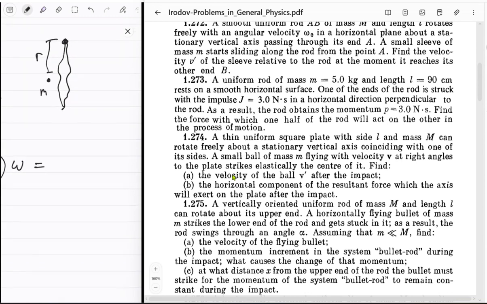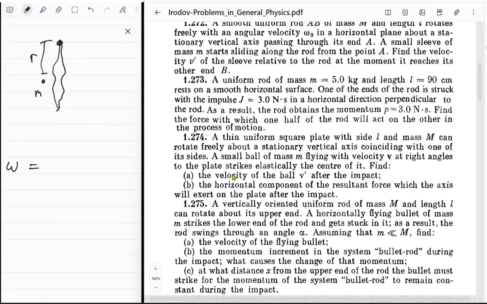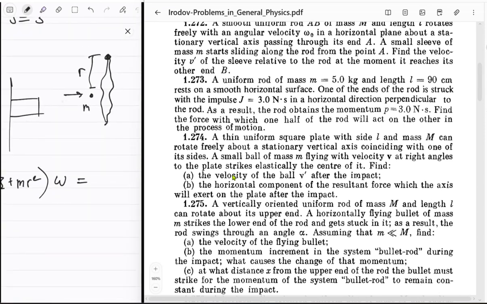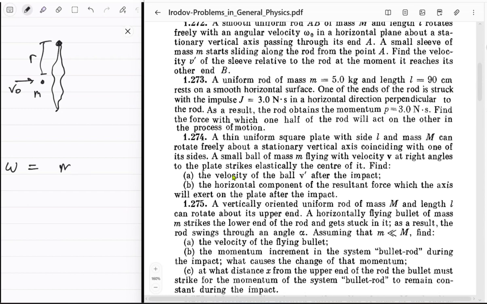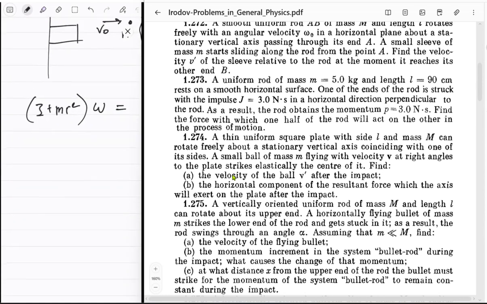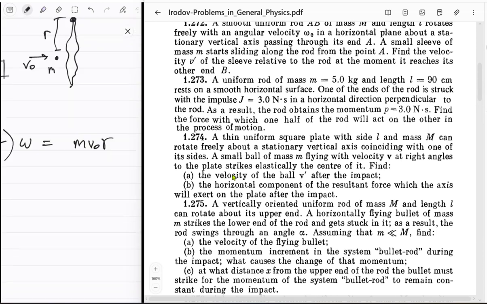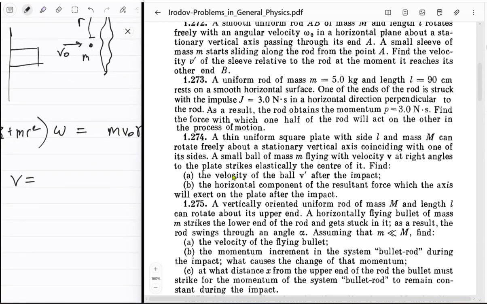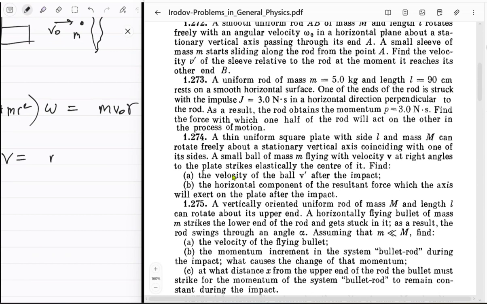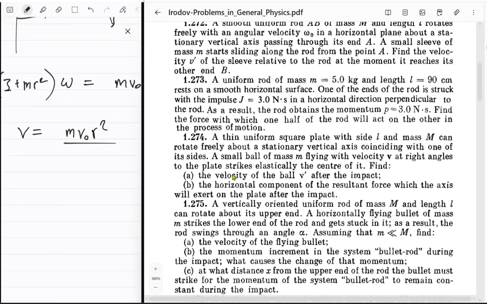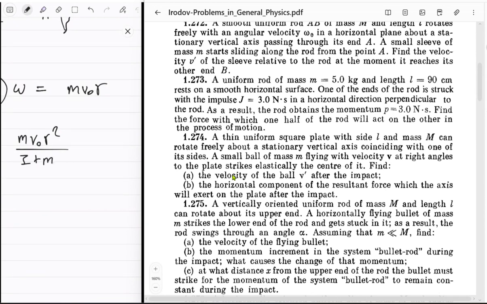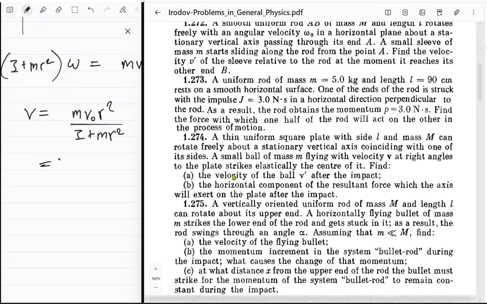would be equal to the final angular momentum, which is equal to the initial angular momentum. Let's say it's moving with v naught, so it's m v naught r. And finally, the velocity of this ball is given by omega times r. So it's going to be m v naught r squared upon I plus mr squared, or you could say it's v naught times mr squared upon I plus mr squared.